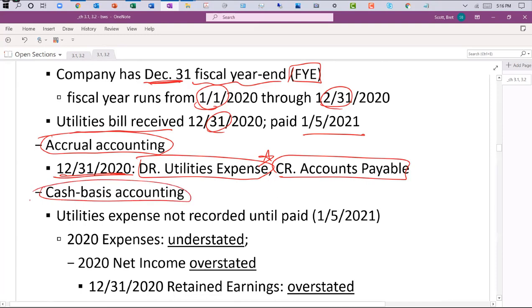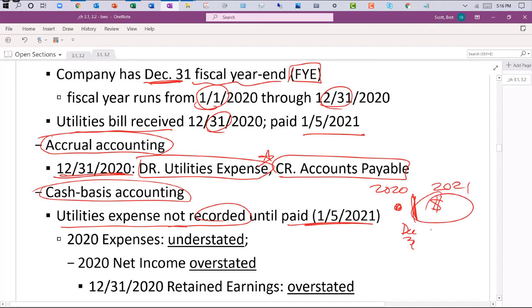Cash basis accounting, what would we do once we got the bill? Well, if we got the bill, we didn't pay for it, we're not going to record anything until we actually pay cash. Well, when did cash get paid? It got paid in 2021. So 2020, this is December 31st. We get the bill in 2020, but we don't pay it until 2021. Guess what?